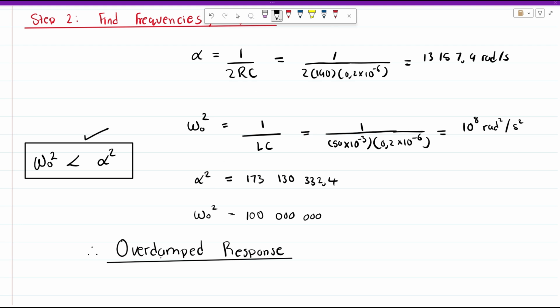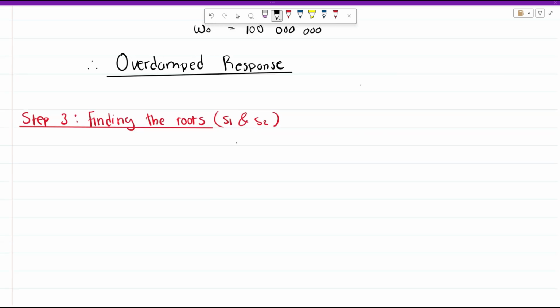Now, what is the next step when we have an overdamped response? We have to find the roots of the characteristic equation, S1 and S2. So let's go ahead and find the first root. The first root is equal to negative Neper frequency, that should be positive, plus the square root of the Neper frequency squared minus the resonant radian frequency squared. So let's plug everything into this equation and get the root.